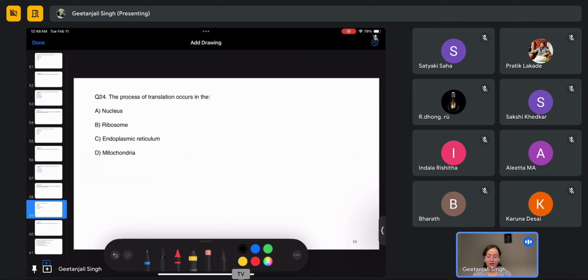Next question. The process of translation occurs in A. Nucleus, B. Ribosome, C. Endoplasmic reticulum, and D. Mitochondria. Yes, that's the correct answer. The translation process is a process in which they synthesize protein from mRNA, and it happens in a ribosome, as we just discussed, smaller subunit and larger subunit of ribosomes. So yeah, the process of translation occurs in ribosome.